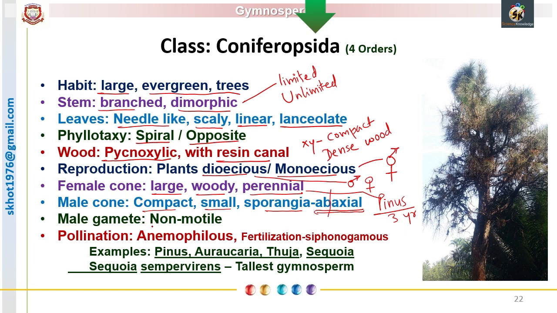The male gametes are non-motile in Coniferopsida. The pollination is anemophilous, that is, wind pollination is there, and the fertilization is siphonogamous fertilization.